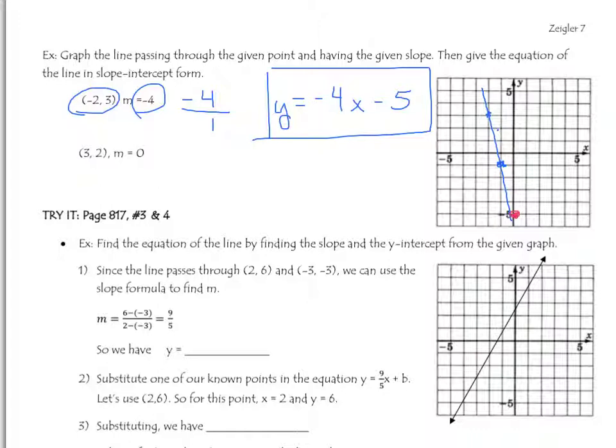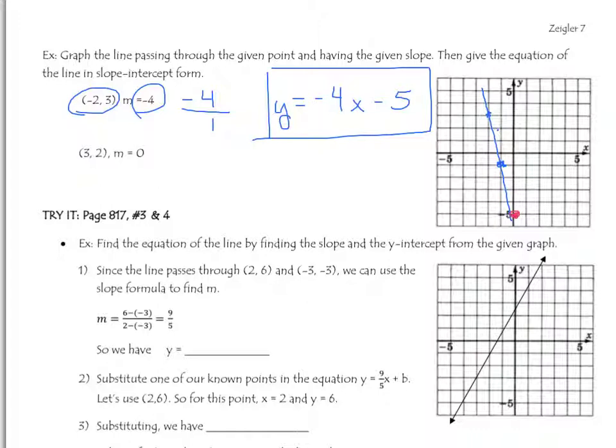Okay, let's work one more example. I'd like you to pause the video and try to work this example where the point is 3, 2, and the slope is 0. Alright, now remember when the slope is 0, we have a horizontal line. So all we have to do is we locate the point on the graph. If you look on page 6, that's our first step. Locate the point on the graph.